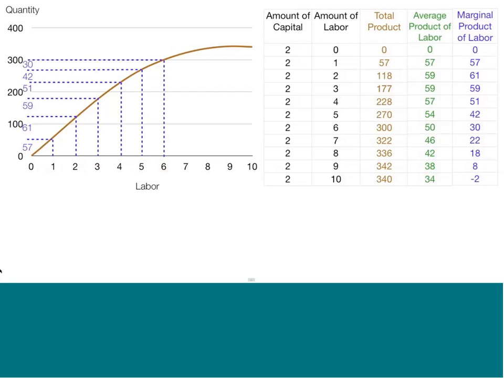This refers to diminishing marginal returns. So if I add any more than 2 labor units, what I get from that additional labor becomes less and less.